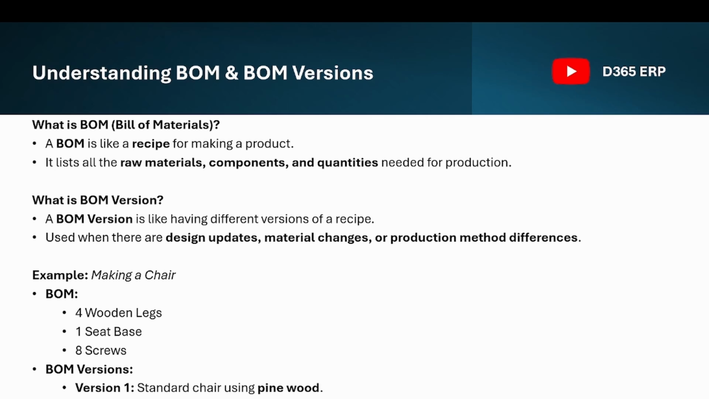Also, in the BOM version there are two versions of making the same chair. Let's say you are first making a chair with pine wood. It's the first version. The process is the same but the component is changed. In version 2, it's a premium version of the chair, made using oak wood. That is the difference between the BOM and the BOM version.